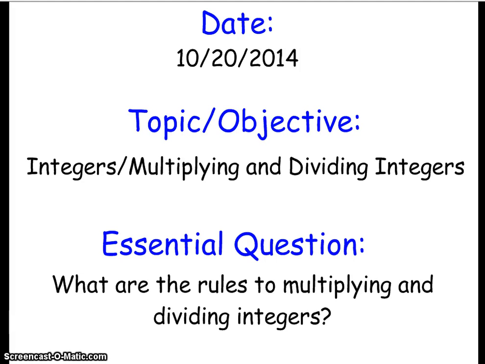Today is October 20th, 2014. We're still talking about integers, and we're going to talk about multiplying and dividing integers. The essential question to keep in mind and to be able to answer at the end of the notes: what are the rules to multiplying and dividing integers?